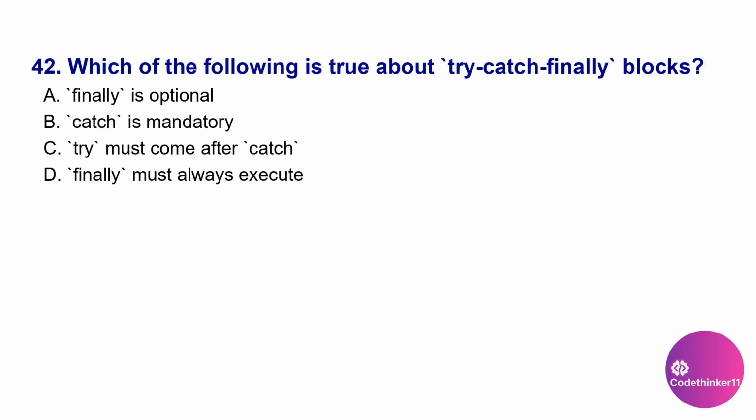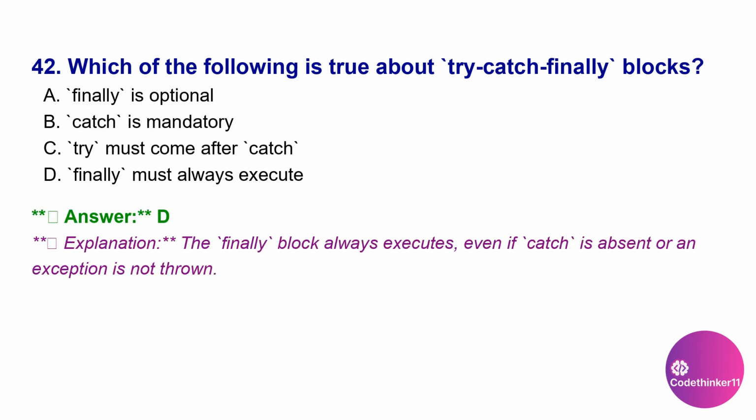Question 42. Which of the following is true about try-catch-finally blocks? Option A. Finally is optional. Option B. Catch is mandatory. Option C. Try must come after catch. Option D. Finally must always execute. The correct answer is option D. Explanation. The finally block always executes, even if catch is absent or an exception is not thrown.